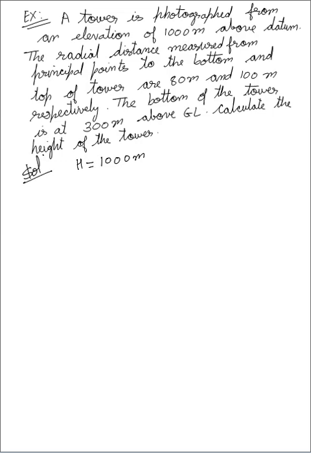So suppose this is your ground level and this is your tower. This is your flying height, this is your capital H, that is 1000 meter. And we have to determine the height of the tower. Now in such cases, first we are supposed to find out the relief displacement. Now what do you mean by relief displacement?